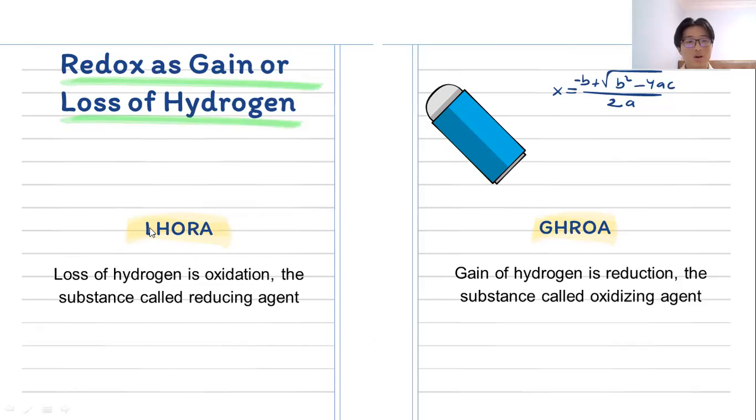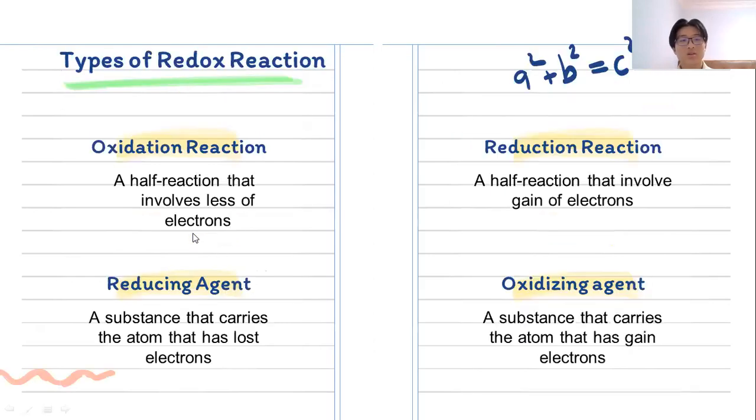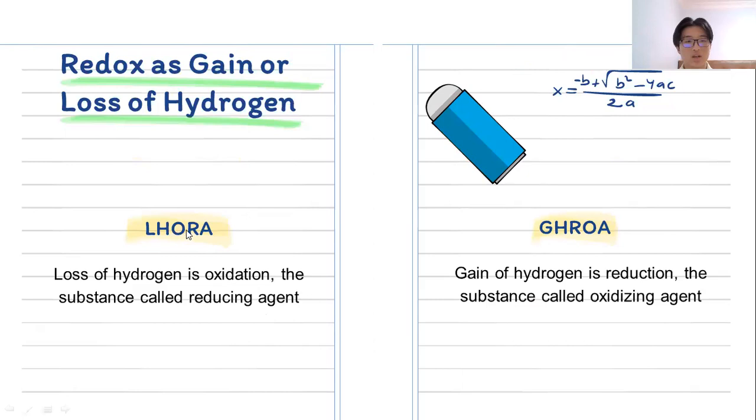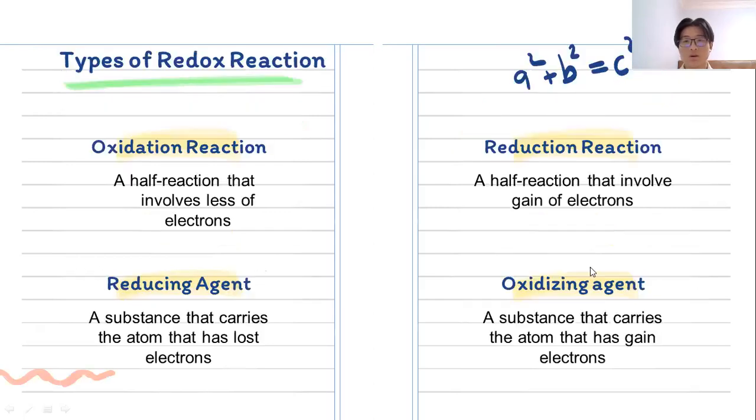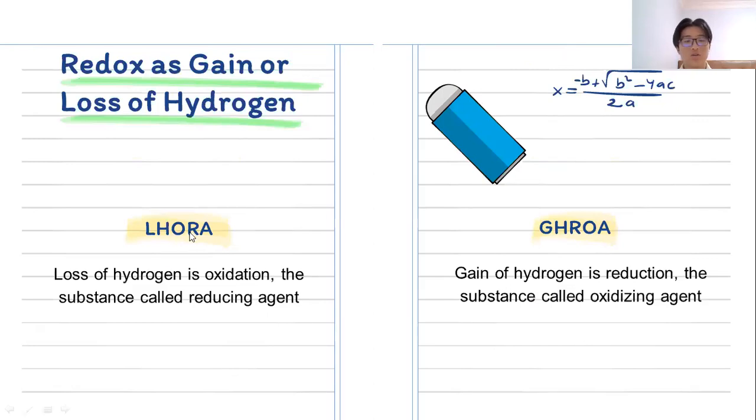So loss of hydrogen is oxidation. The substance is called the reducing agent. Notice that the oxidation reaction correlates with the reducing agent. Now, GROA is gain of hydrogen is reduction. The substance is called the oxidizing agent. Reduction, oxidizing agent. Oxidation, reducing agent.